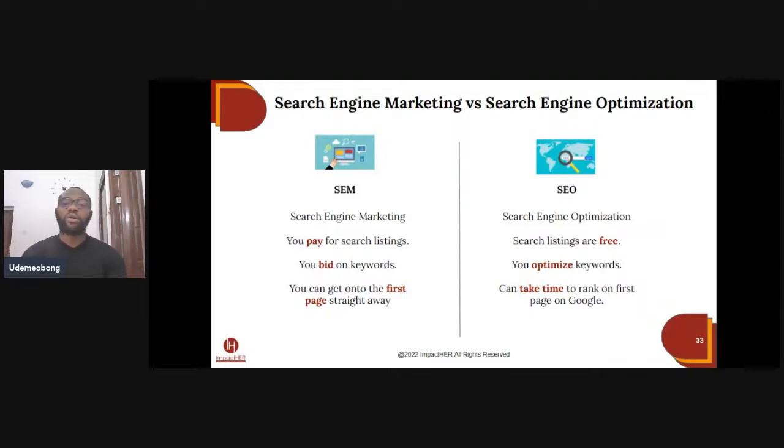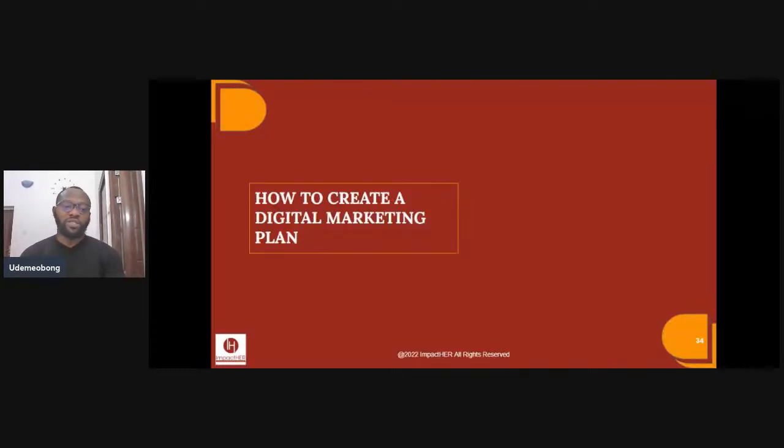Use keywords to write the content with search engine optimization, but you bid on keywords with search engine marketing. With search engine marketing, you can get to the first page as soon as you set up the ads. Whereas with search engine optimization, you must work to be on page one. It takes time, a lot of time.